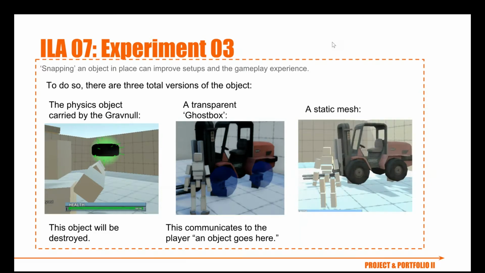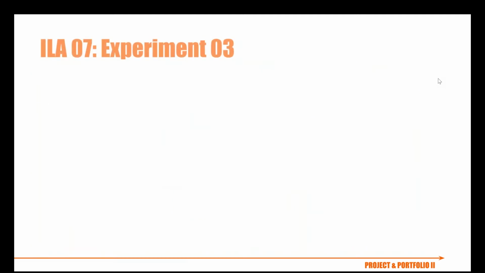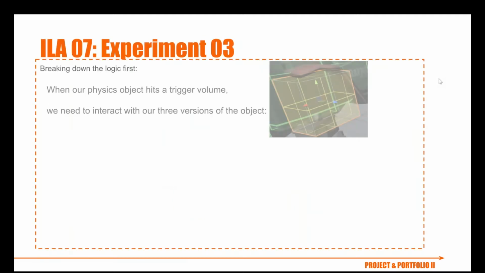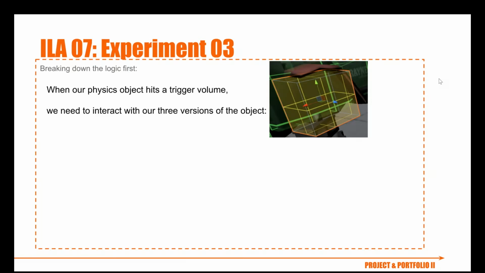And then there's going to be a static mesh version of the object. Alright, so this is going to be disabled when the level starts, and then when the snapping happens, this object is going to appear to give this illusion that something snapped in place. Alright, so that's just a little bit of the breakdown of the logic. We're going further into how this is going to really be detailed out with all of the logic itself.